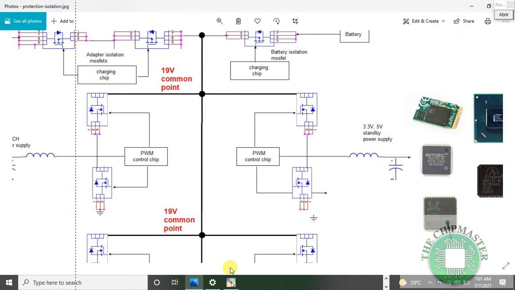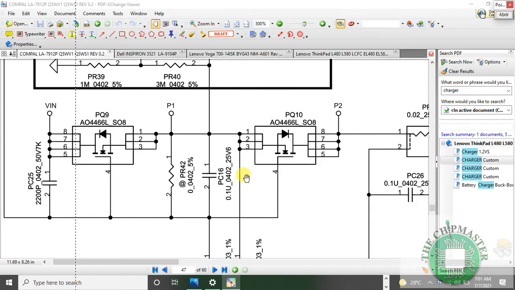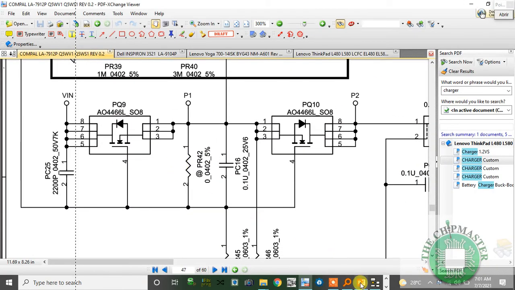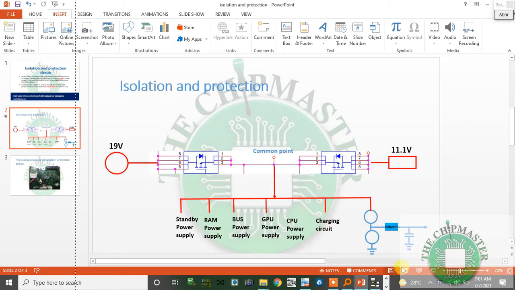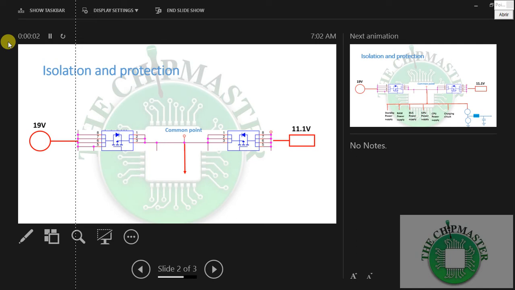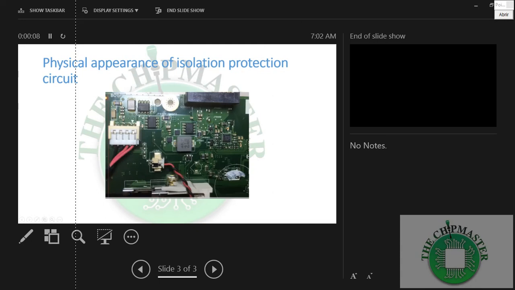All right, so going back to the presentation, as you can see, it is going to provide the different power supplies for the next section. So next we have a physical appearance of an isolation protection circuit, and let me get my pointer fixed.